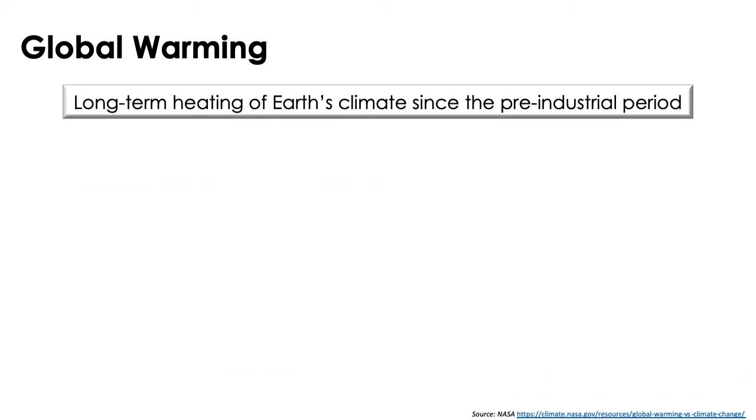Now, the first thing I want to discuss is a little bit different from our lesson yesterday. Yesterday we started off with understanding what climate change is. Today what we're going to start off with is understanding what global warming is. And global warming is defined as the long-term heating of Earth's climate since the pre-industrial period.